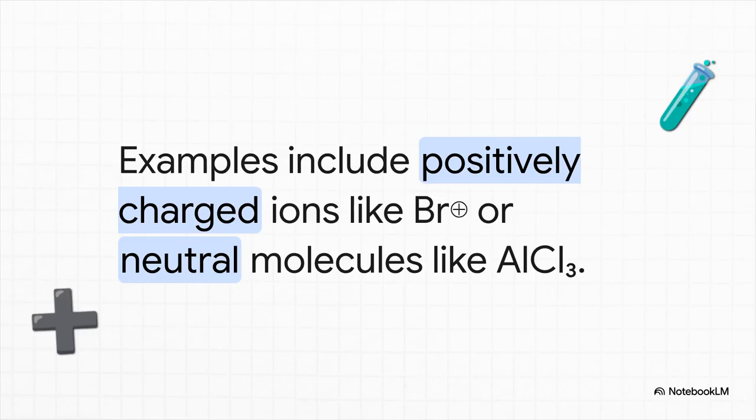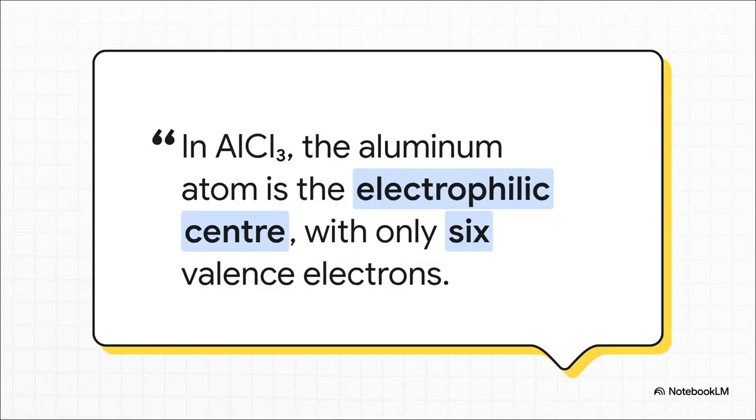So what do these things actually look like? Well, the most obvious ones are positively charged ions, like a bromonium ion. I mean, that positive charge is basically a giant neon sign flashing, "I need electrons." And this is where it gets really interesting. Electrophiles can also be totally neutral molecules. Now check this out, because it shows how a neutral molecule like aluminum trichloride, AlCl3, can be an electrophile.